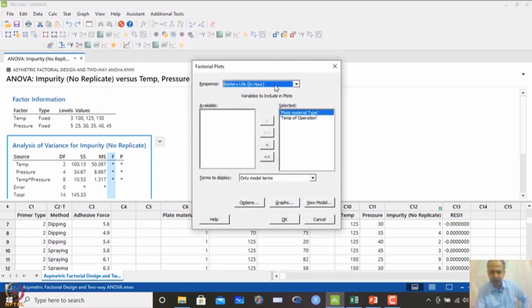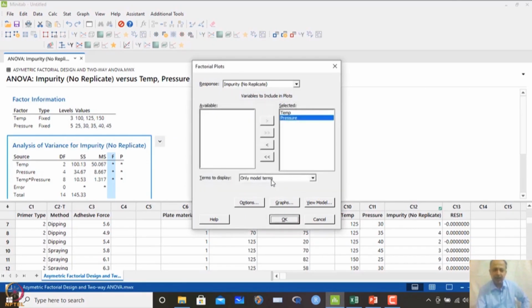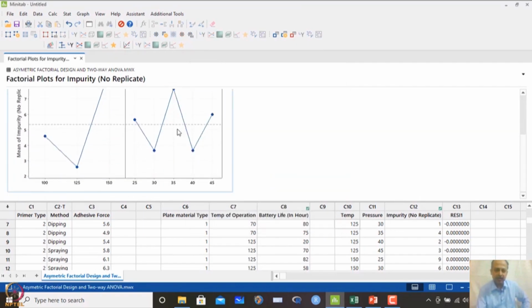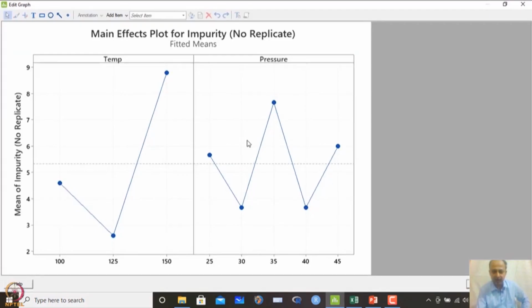So, temperature over here, and impurities is what we want to check, and then temperature and pressure are the variables, and in options titles we are not doing anything. So, graphically we are just defining the main effect plot and interaction plot, and when you do this, this is the surface. You must have seen the surface is also like this, a zigzag pattern, and there are two locations where impurities will be minimized for pressure. One is at 30 and one is at 40, and temperature 125 seems to be the condition we can expect.